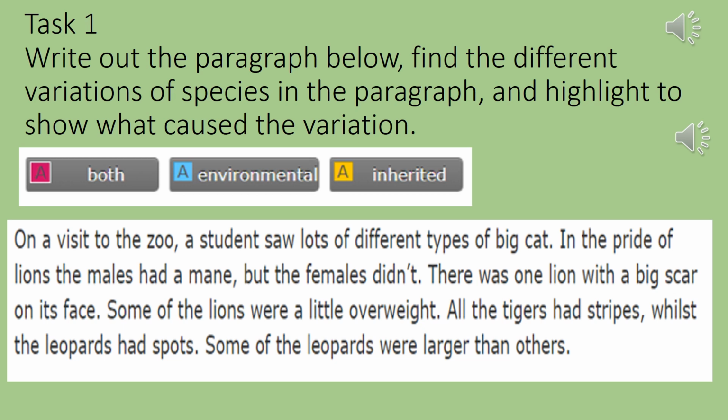On a visit to the zoo, a student saw lots of different types of big cat. In the pride of lions, the males had manes, but the females didn't. There was one lion with a big scar on its face. Some of the lions were a little overweight. All of the tigers had stripes, whilst all of the leopards had spots. Some of the leopards were larger than the others.